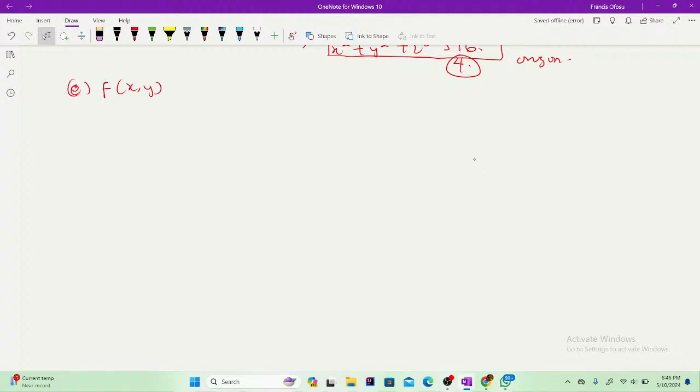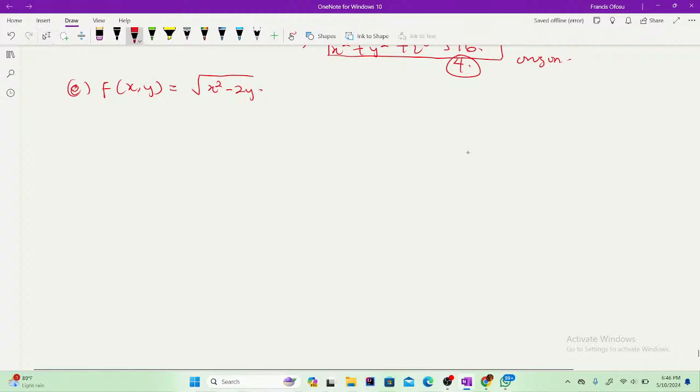f of xy is equal to the square root of x squared minus 2y. So how do we get the domain of this function? From what you have been doing, you've seen similar ones as usual. So with this we simply state that our x squared minus 2y should be greater than or equal to 0. Is that not it? Should be greater than or equal to 0.